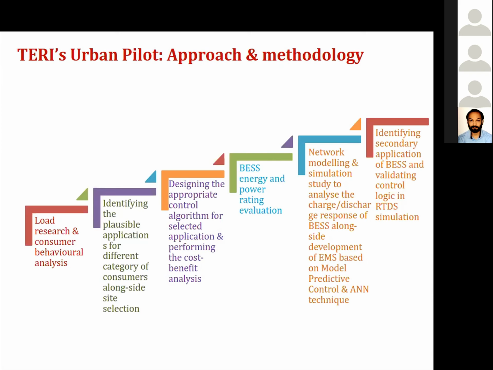Next, we identify the possible application for each category of consumer alongside the site selection. Then we design the appropriate control algorithm for the selected application and perform the cost benefit analysis. After that, the battery energy storage power rating is evaluated based on the distribution transformer capacity and the load analysis. Network modeling and simulation study analyze the charge-discharge response of energy storage, along with development of the EMS based on model predictive control and ANN technique. After that, we identify the secondary application of BESS and validate the control logic in the RTDS simulation.